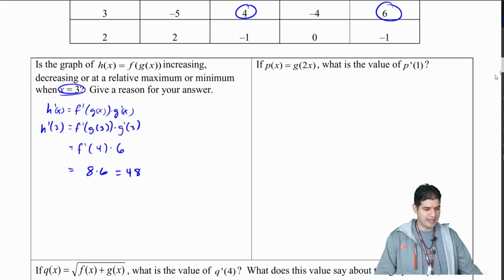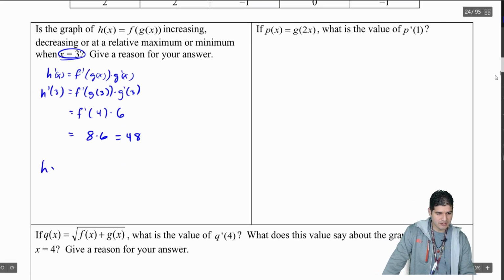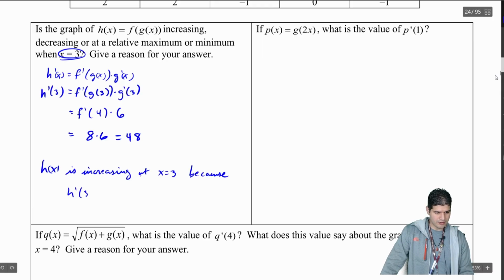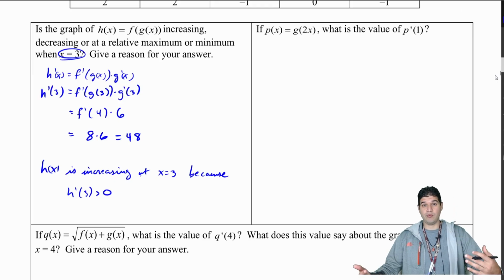So what does this say? Well, we can say that h of x is increasing at x equals 3, because that's the point we're finding at. And the reason we know this is because h prime of 3 is positive, greater than 0. That's the reason why we know that.